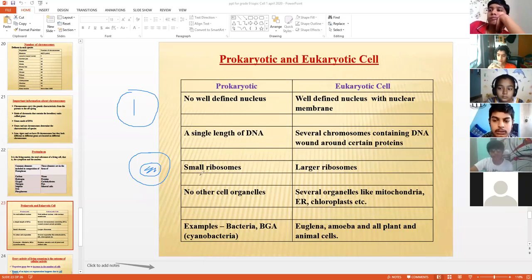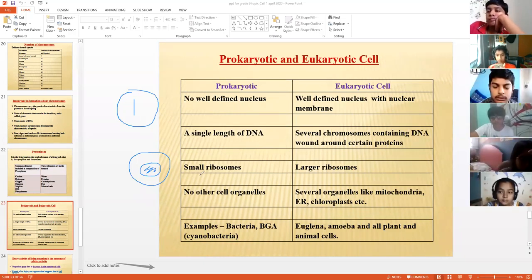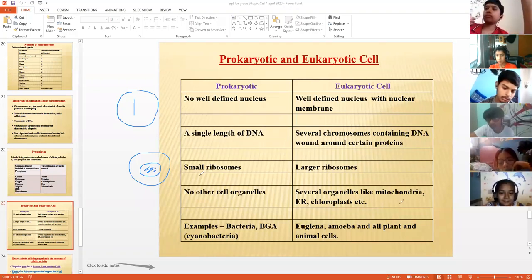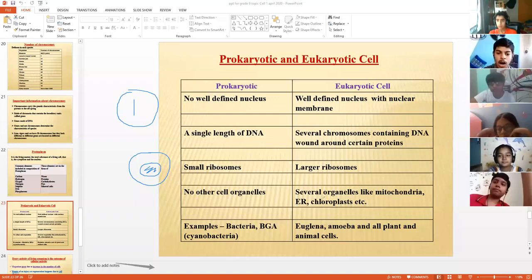Now, they do have ribosomes. Yes, ribosomes are essential because they are the site for protein synthesis. Here, a larger amount of ribosomes is needed because these eukaryotic cells combine together to form tissues, and tissues lead to the formation of organs. But is it the same with the prokaryotic cell? No. Here the ribosomes needed are very few, and they have no other organelles. Here the organelles present are mitochondria, the endoplasmic reticulum, the chloroplast, etc. The examples are bacteria, blue-green algae, all the microscopic organisms. Here it is Euglena, amoeba, and all plant and animal cells.